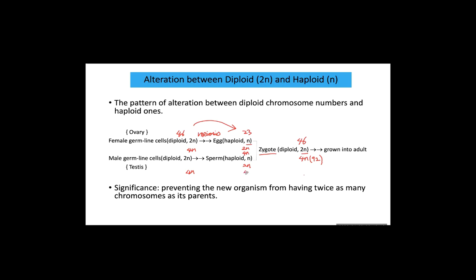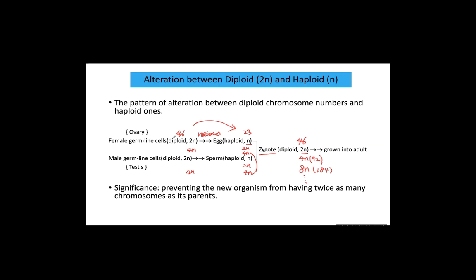And here's 4N. Then once these gametes fuse, they will form 8N. So inside the cell, chromosome number is about 184. And this is going to continue generation by generation. So inside of the cell, chromosome number is going to increase every generation. It does not make sense, right? So the significance of meiosis is preventing the new organism from having twice as many chromosomes as its parents.